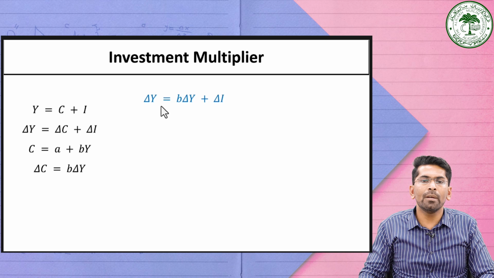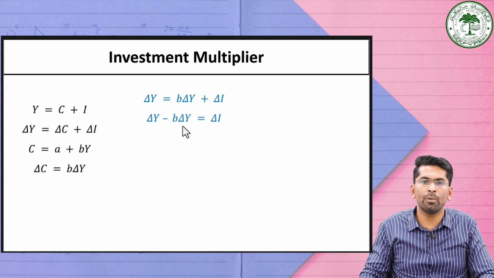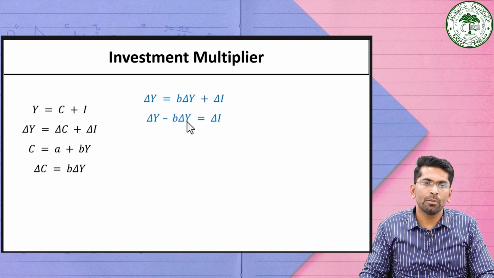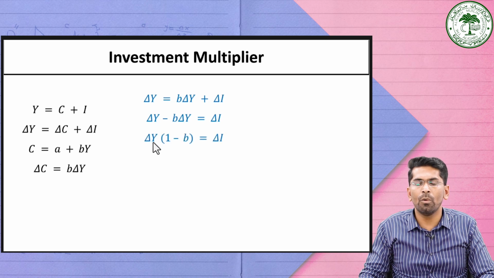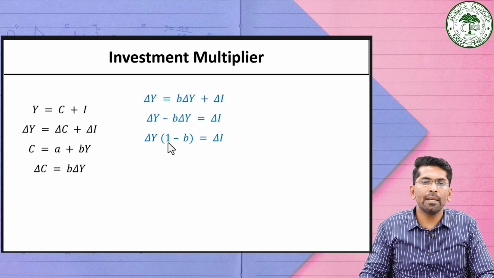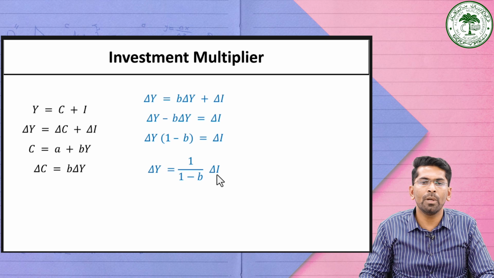So here the Y term is here and on the left side also. So I am taking b delta Y to the left-hand side of the equation. So it is delta Y minus b delta Y, which is equal to delta I. So here delta Y is common. So I am taking delta Y outside. So it will become delta Y into 1 minus b, which is equal to delta I. Taking 1 minus b to the right-hand side of the equation, it will become 1 by 1 minus b into delta I.